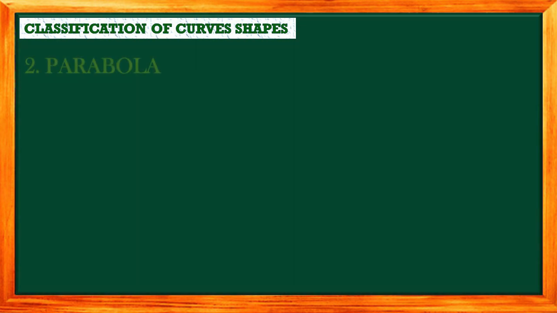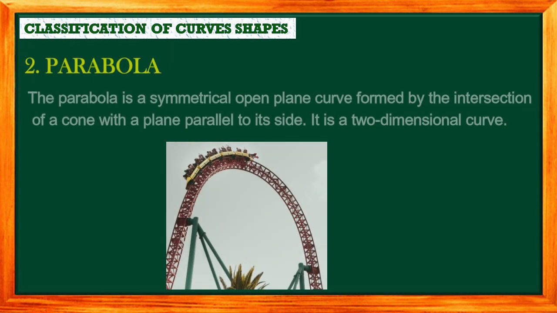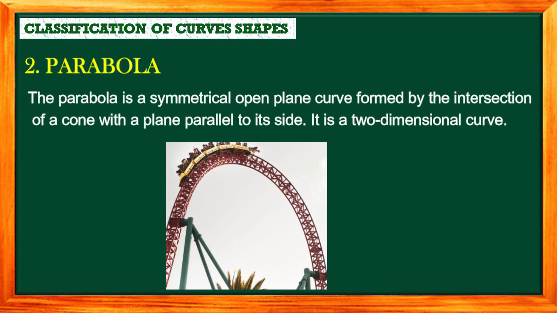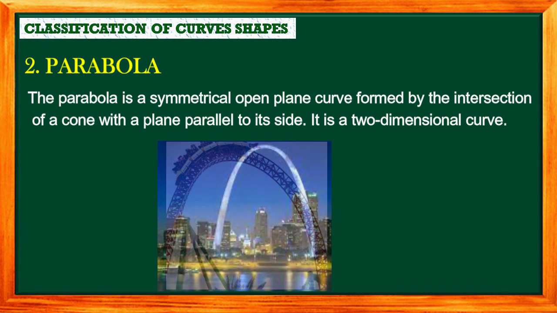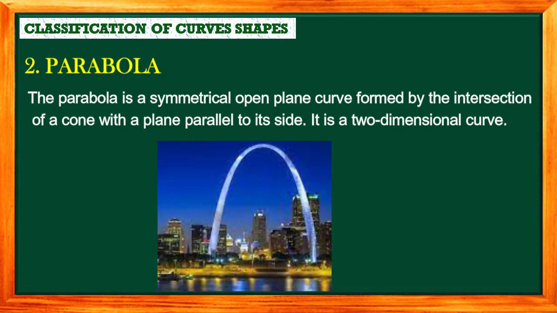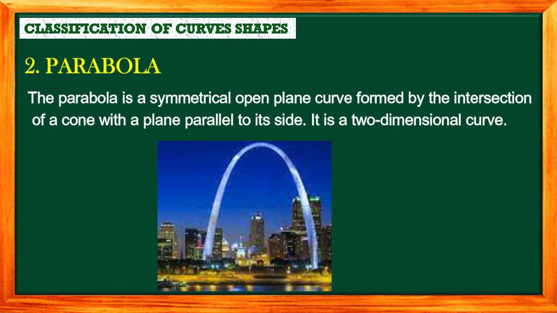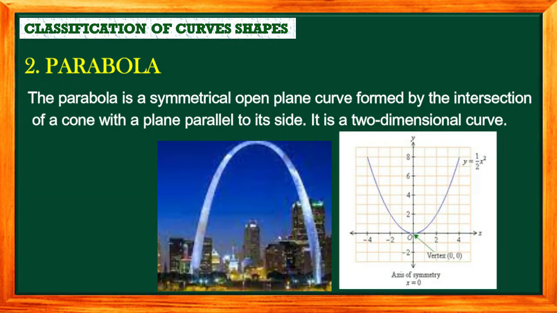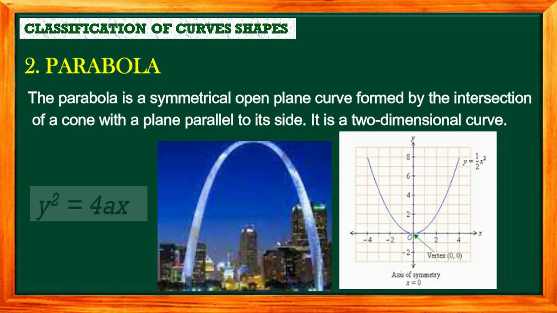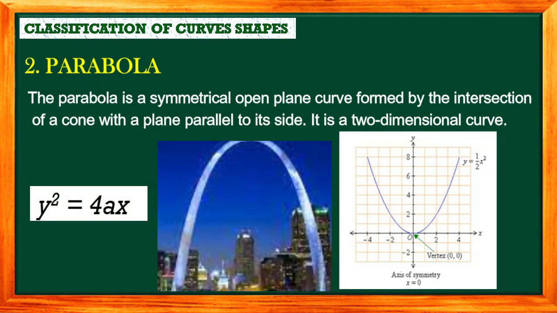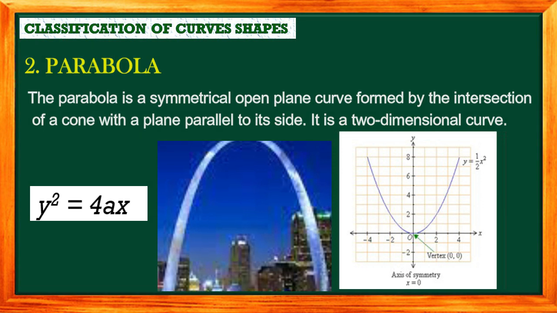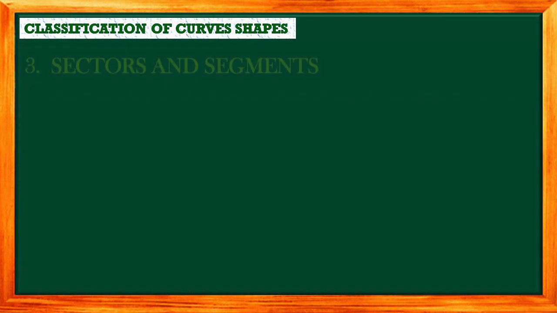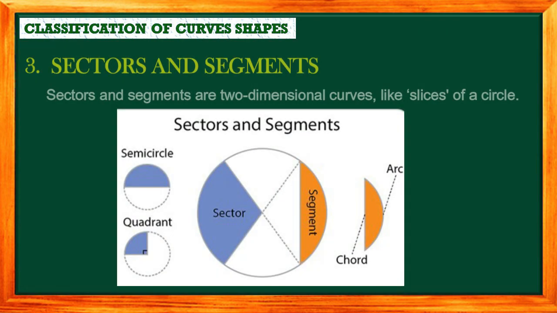Number 2. Parabola. The parabola is a symmetrical open plane curve formed by the intersection of a cone with a plane parallel to its side. Parabola is a two-dimensional curve. If the parabola having a vertex (0, 0) goes to the right, then its equation in rectangular coordinates is y squared equals 4ax.